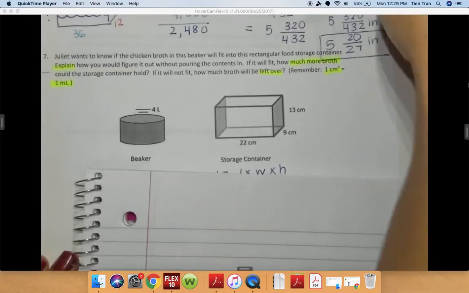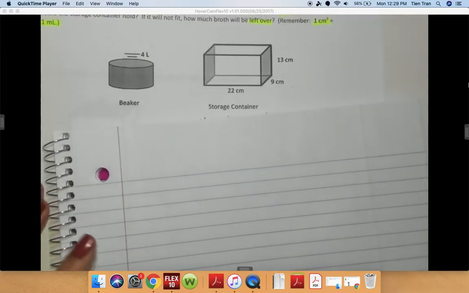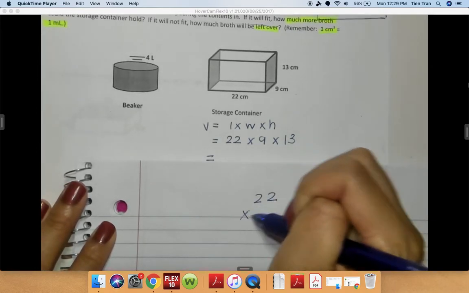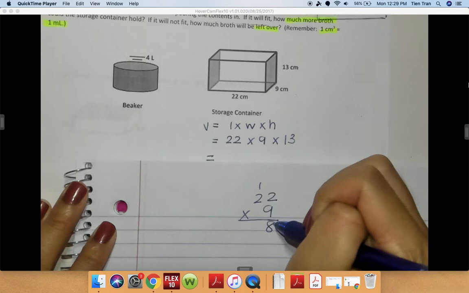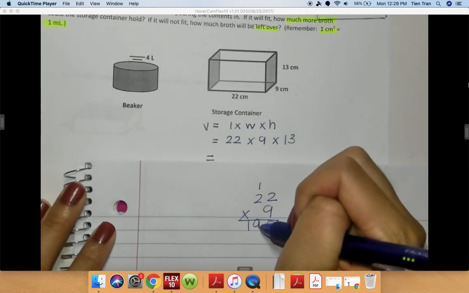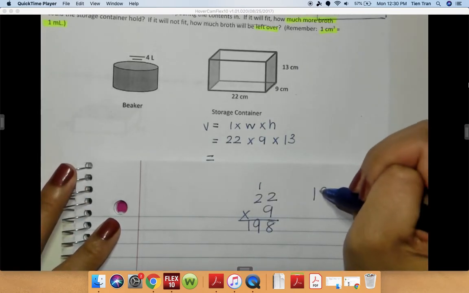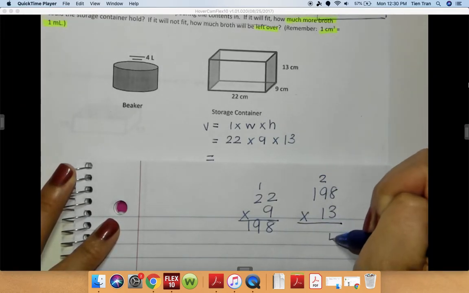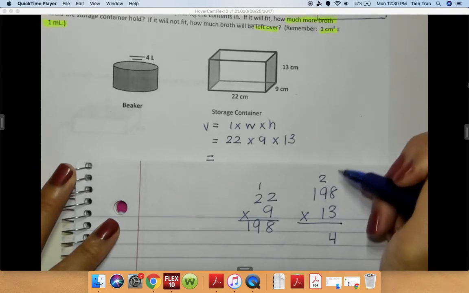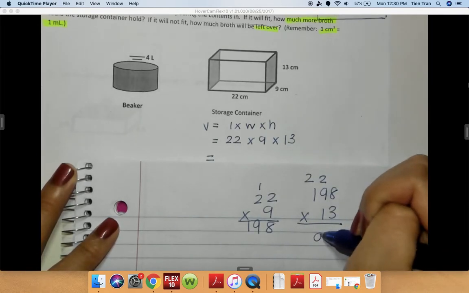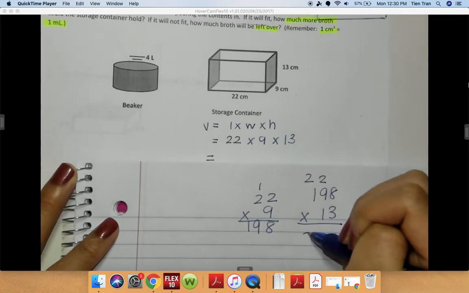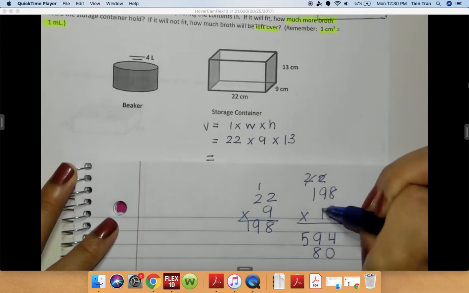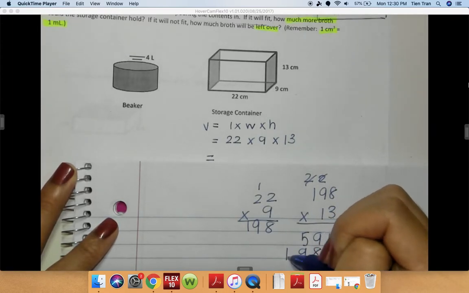I have 22 times 9. 9 times 2 is 18. 9 times 2 is 18, plus 1 is 198. 198 times 13. 8 times 3 is 24. 3 times 9 is 27, plus 2 is 29. 3 times 1 is 3, plus 2 is 5. Bring down my 0. 1 times 8 is 8. 1 times 9 is 9. 1 times 1 is 1.